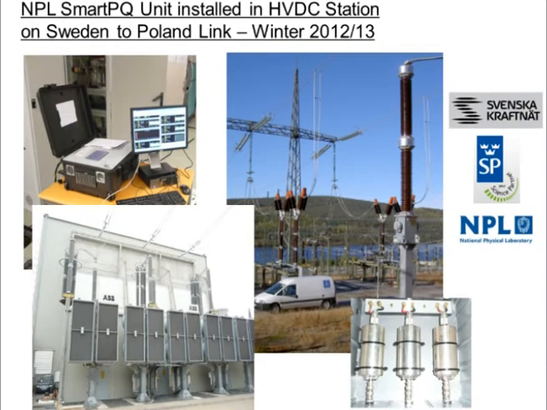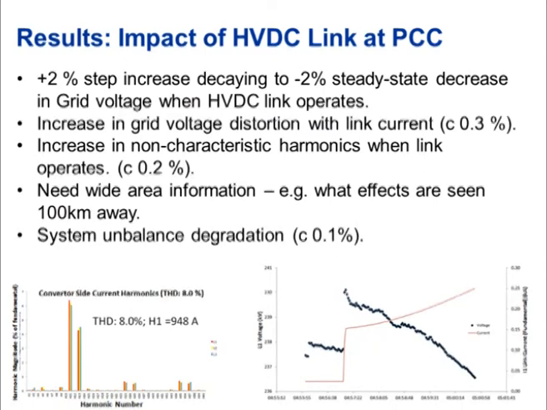We used some bushings on the high voltage transformers as a means of measuring wideband voltage there, and we've used some special shunts on the CTs which we've made up to measure the current. And some of the results from this show particularly a change again in voltage as the link operates. 2% step change one way, decaying slowly to -2%, which was kind of interesting finding. Changes in distortion on the link as the link operates.